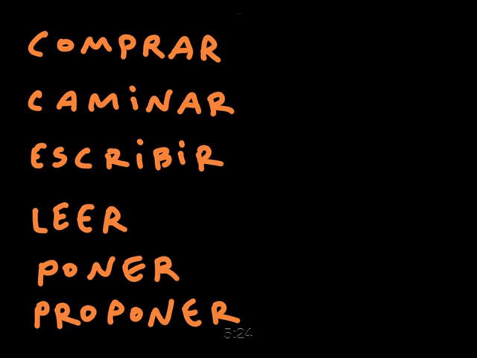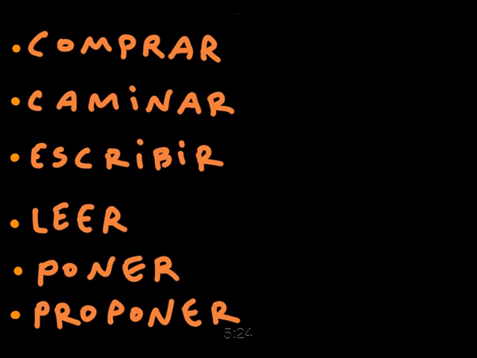Alright, so let's see. You have here the verb comprar, to buy. You have here the verb caminar, to walk. You have here escribir, to write. Leer, to read. Poner, to put. And proponer, it is to propose, to offer. Alright, so let's see how it works.